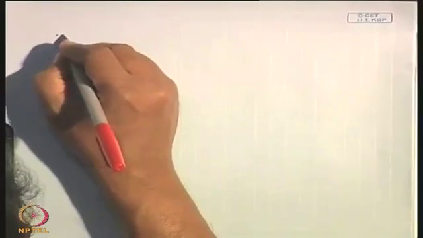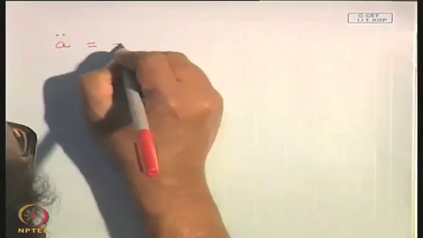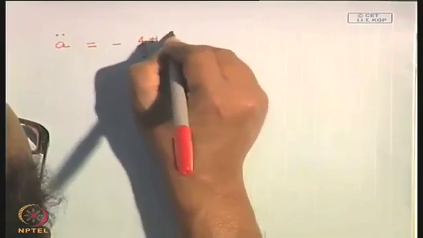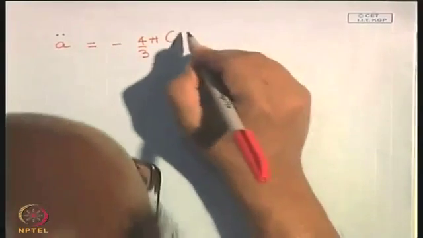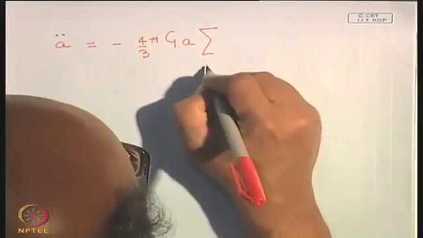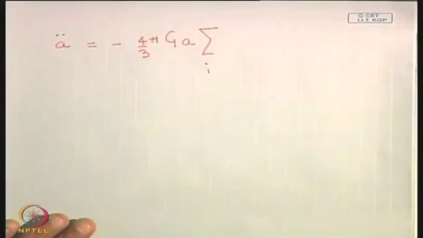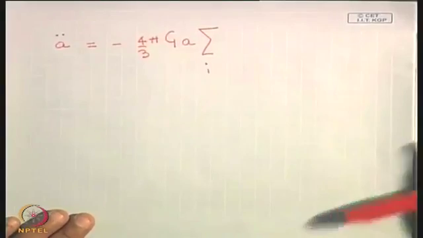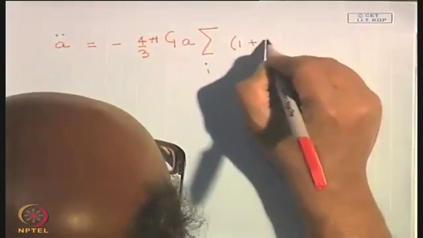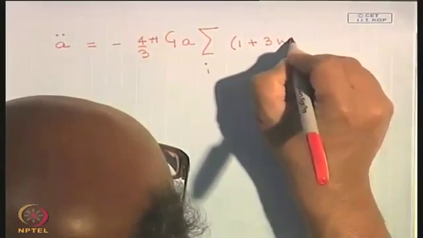So, let me write down the equation. The equation is a double dot is equal to minus 4/3 pi G then into a into the contribution from all the components in the universe. Each component contributes 1 plus 3 Wi.